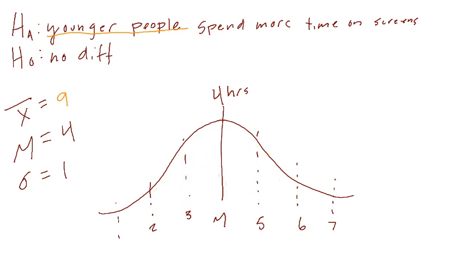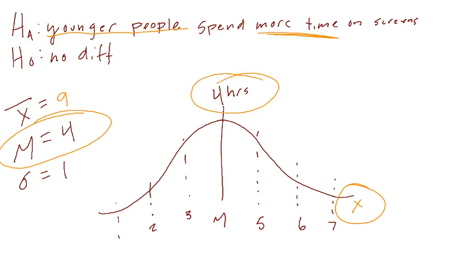So if we get something like 9, all right, we plot this. This is way over here, right? This makes it seem like younger people do spend more time on screens than the general population, all right? And how we would actually determine this is we would look at the percentage. How likely was it that we got a score over here if this is true of the entire population?